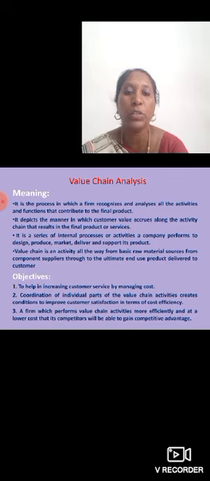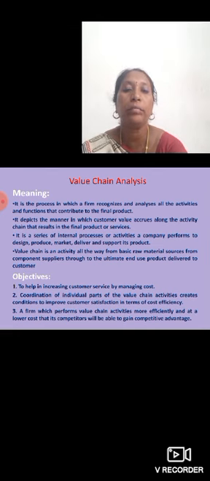Second objective, coordination of individual parts of the value chain activities creates conditions to improve customer satisfaction in terms of cost efficiency. So coordinating all the individual activities derived from the value chain analysis and taking steps to improve, ultimately it satisfies the customer by reducing the total cost. Third objective, a firm which performs value chain activities more efficiently and at a lower cost than its competitors will be able to gain competitive advantages. That is, when compared to the competitors, a company which applies value chain analysis and works more efficiently will enjoy the competitive advantages.